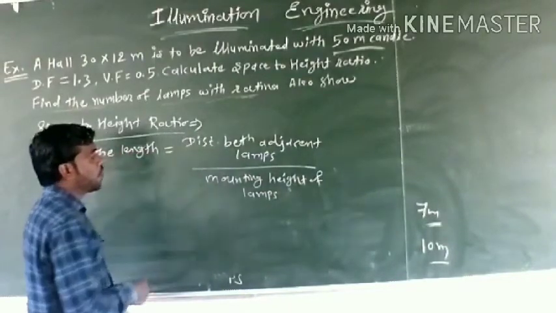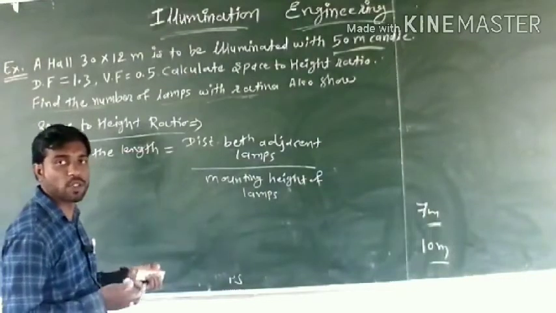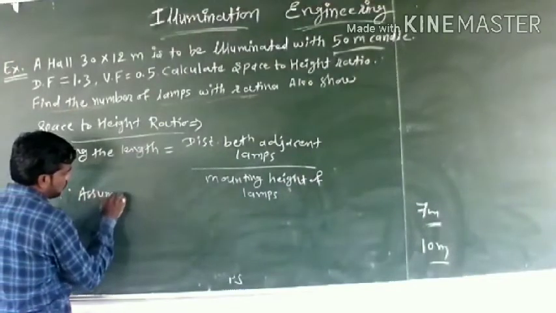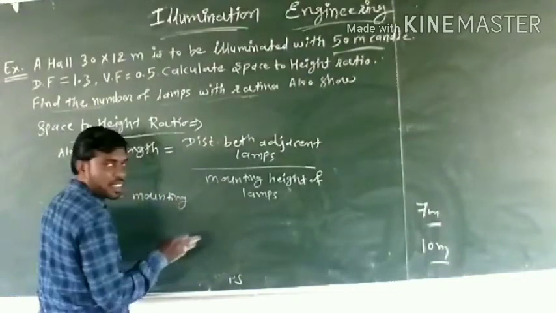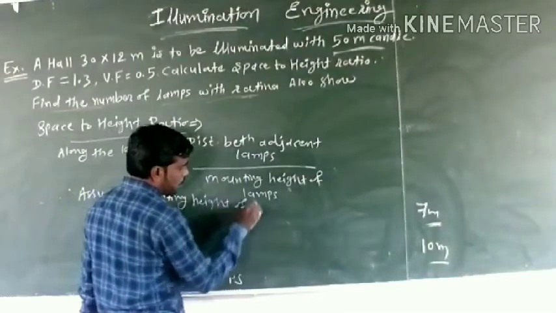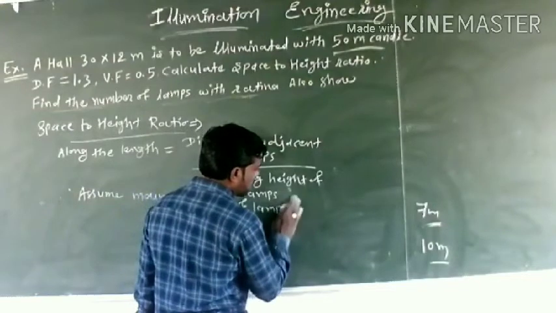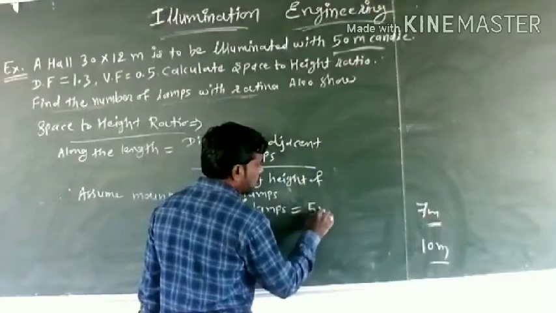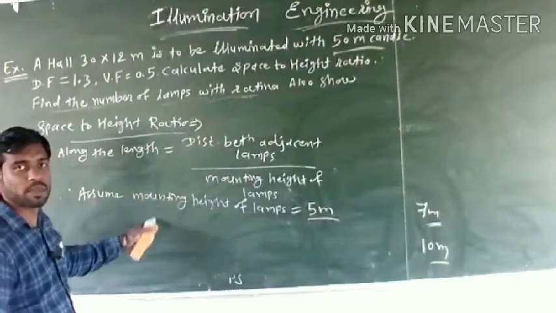Now here the mounting height is not given, so you have to assume that the mounting height is, suppose, 4 meter or 5 meter. Sometimes it is given. So we can assume that the mounting height of the lamp from the working surface is 5 meter.